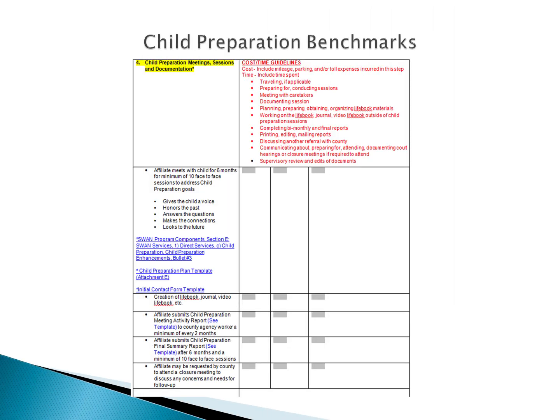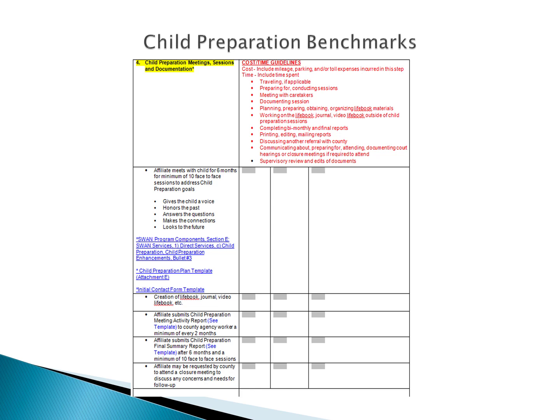Main numeric step number 4 is child preparation meetings, session, and documentation. This bucket includes practice and travel time spent preparing for and conducting child preparation sessions for a minimum of 10 sessions over 6 months. This includes the time spent planning, obtaining, and organizing lifebook materials outside of the actual child preparation sessions. It also includes time in the meetings or sessions with the child and caretakers, as well as recording notes if applicable after the meetings.